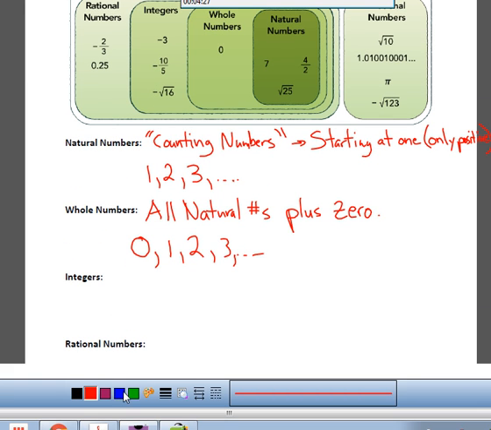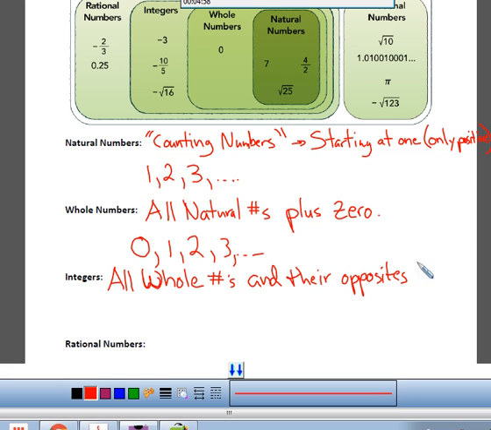Integers. Well, integers are, again, all whole numbers, so that means all natural numbers, all whole numbers, and their opposites. Now, what I mean by opposites is opposites are negatives. So, we would start at 0 and start counting 1, 2, 3, ... Their opposites would be -1, -2, -3, and go the other way, ... So those are integers. And then, of course, there are rational numbers.